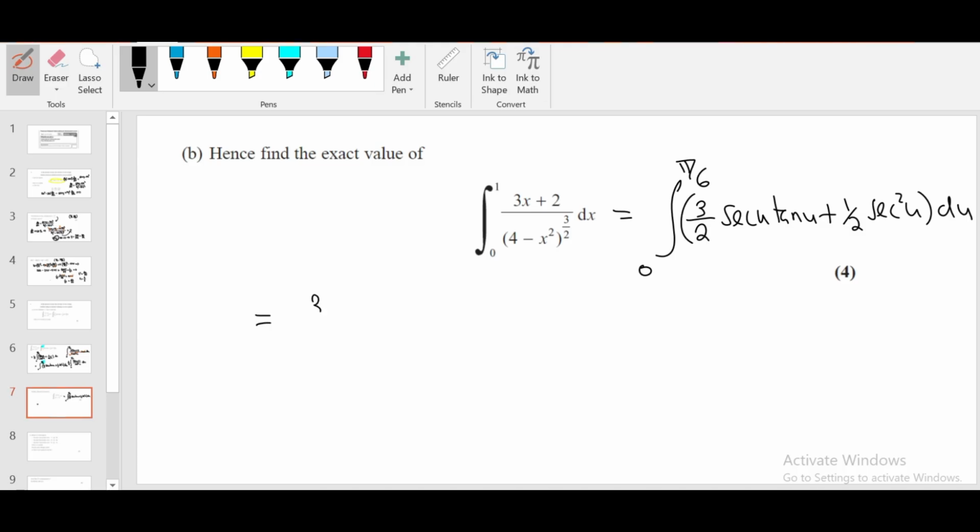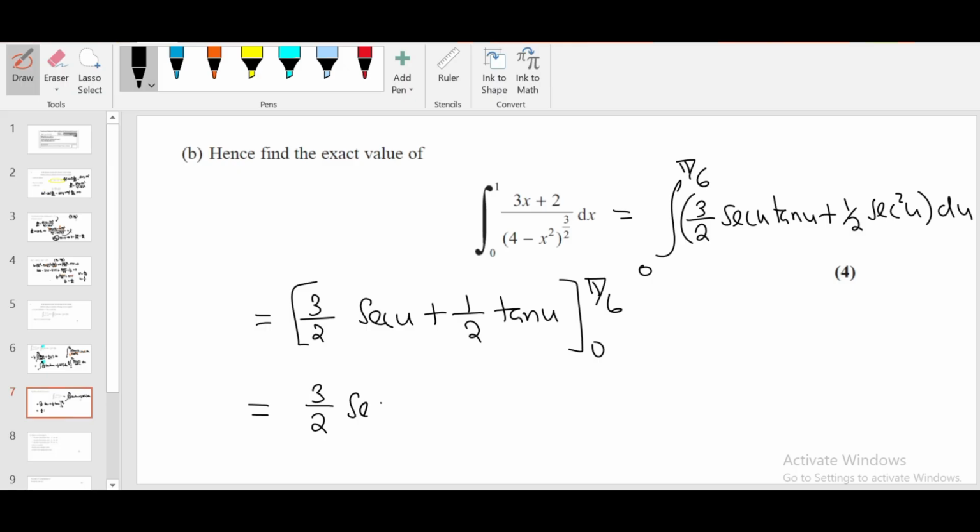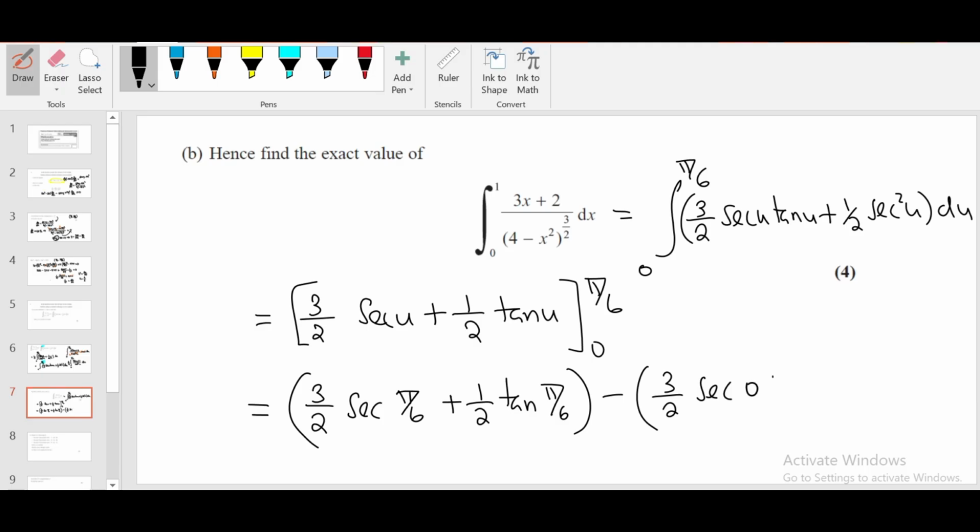Integrate it. Integral of secant u tan u is just secant u plus 1 over 2. Integral of secant square is just tan u. Sub in the limits. You need to carefully sub in the limit. When you sub in the upper limit, 3 over 2 secant pi over 6, which is same as 1 over cos pi over 6, plus 1 over 2 tan pi over 6, minus 3 over 2 secant 0 plus 1 over 2 tan 0.